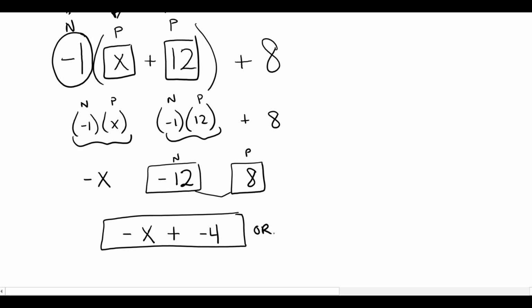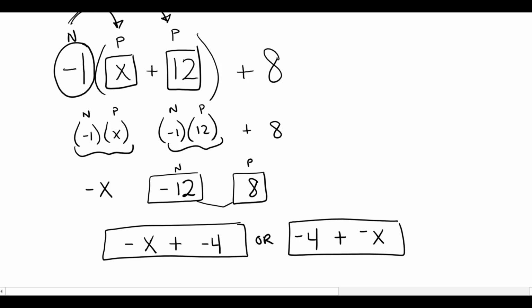Commutative property tells us we could also write this as -4 plus -x. Both ways are correct. And we've got to be aware that both ways, they could show us. But those are 4 ways that distributive property can be shown to you. And now I think you're going to be a little bit better off at recognizing when distributive property shows up.